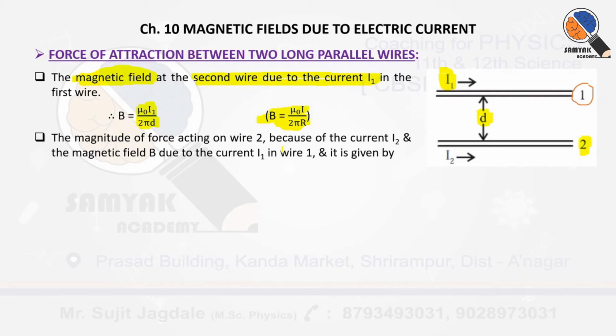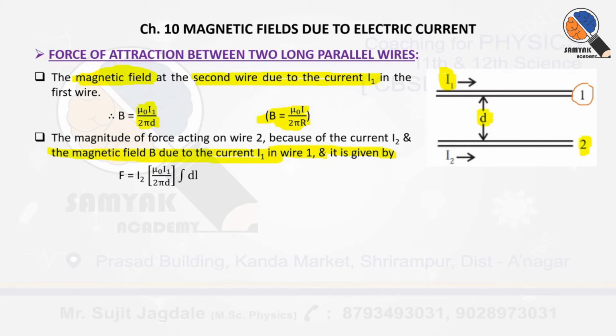Now why do we have to consider like this? Why do we have to consider in such a manner the magnitude of force acting on wire 2 because of current I2? Because I2 is also going to produce some magnetic field, but already that conductor 2 is in the field of current I1. So that means two fields are created, and that's why it is going to experience some force, and that force we can calculate by using the formula.